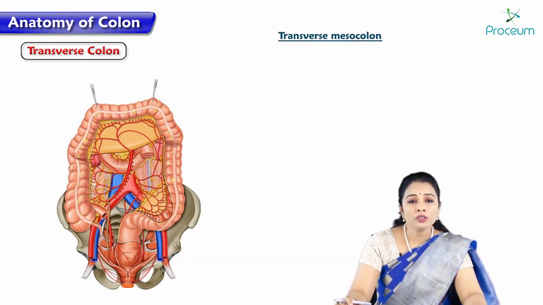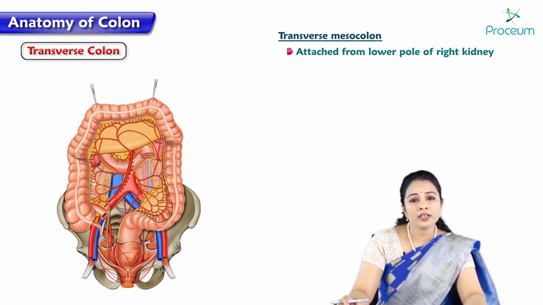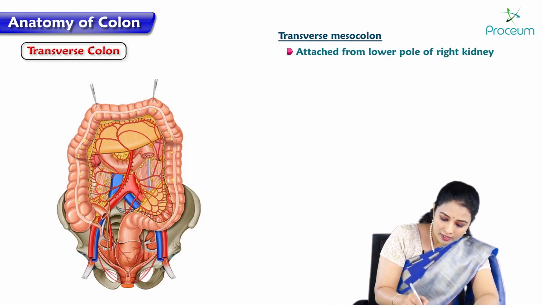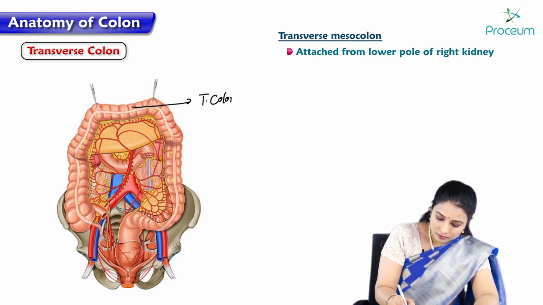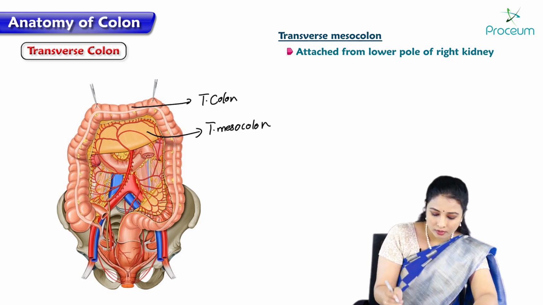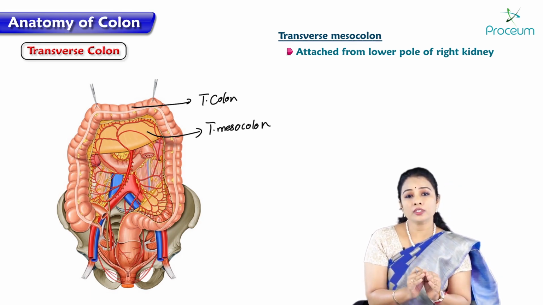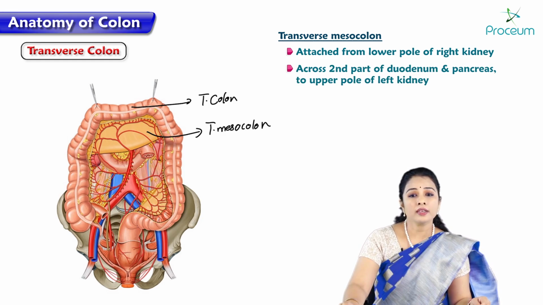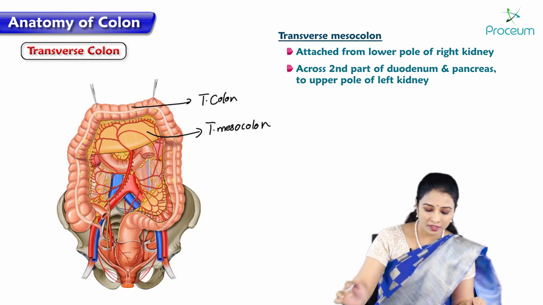Transverse mesocolon. The transverse mesocolon is attached from the lower pole of the right kidney. So here the transverse colon is retracted to expose the transverse mesocolon. The transverse mesocolon is attached from the lower pole of the right kidney across the second part of the duodenum and pancreas to the upper pole of the left kidney.